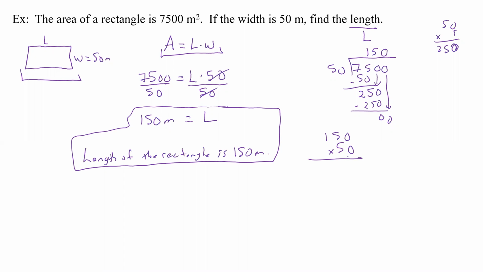So as I wrote it, that really doesn't help us at all. But remember, if we move that 0 over, that makes us have less to do. So now we can just drop it down, and then we just multiply those three. And so 5 times 0 is 0. 5 times 5 is 25. Carry the 2. 5 times 1 is 5, plus 2 is 7. We get 7,500. Well, guess what? That's what we're supposed to have. And so that is the true length of the rectangle.